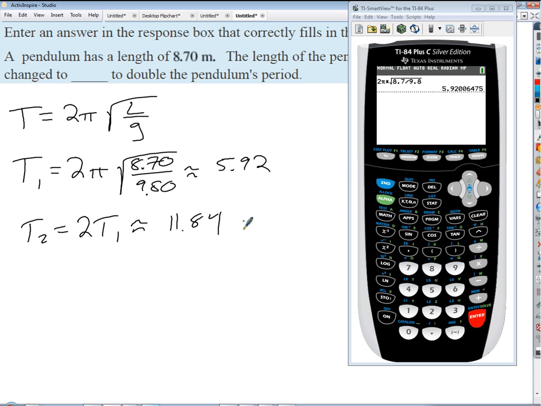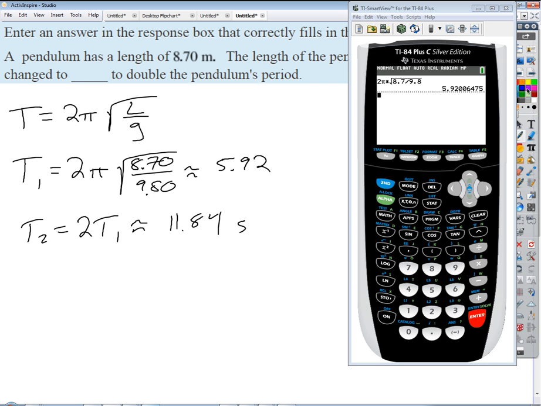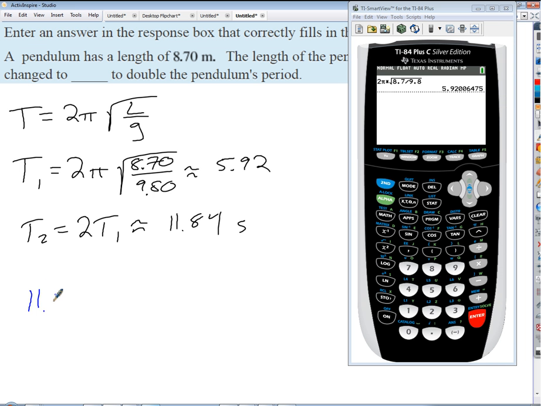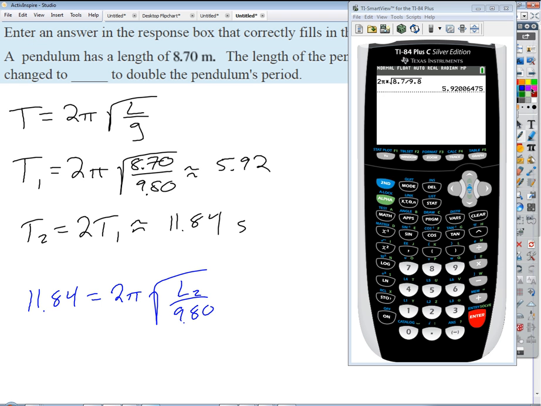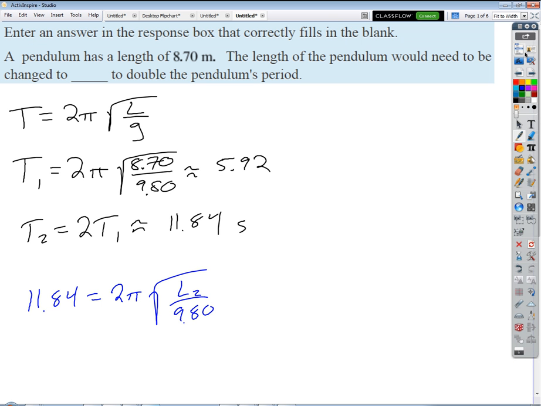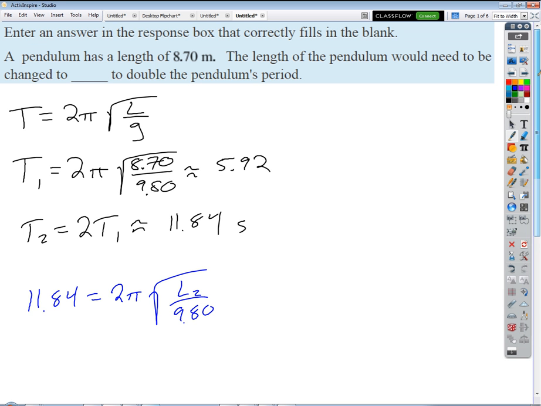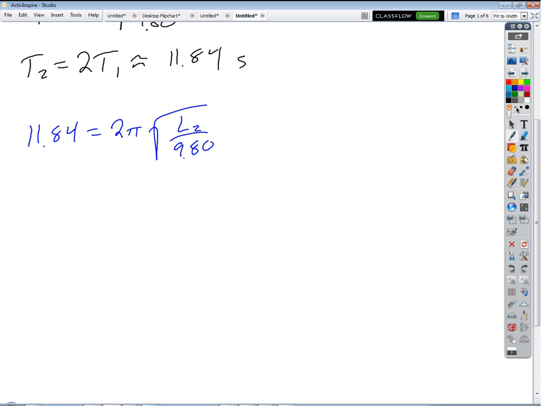Okay. And we want to know what is the corresponding length. So now we're going to go back to our equation and solve for L. So we'll get 11.84 equals 2 pi times the square root of L2, we'll call it, over 9.80. So what do we do to isolate the L? Divide by 2 pi. Good.